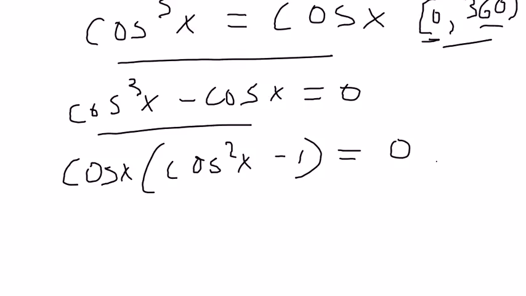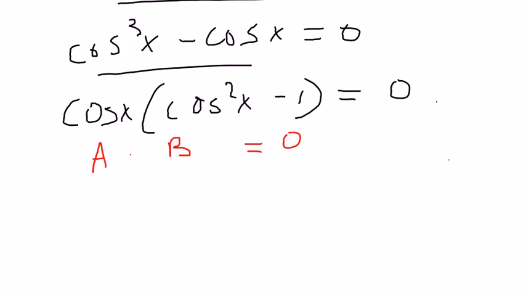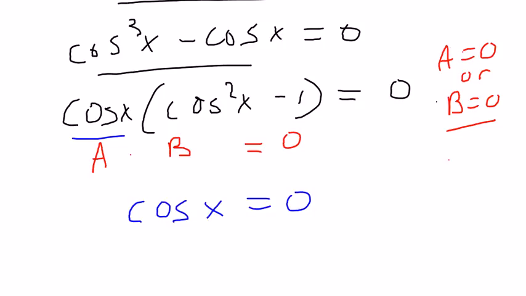So now we're at that point where we can say a times b equals 0. So either a is 0 or b equals 0, or they both are 0, but at least one of them has to be 0. This one is a little bit easier, so let's start there. Cosine x is 0. When does this happen between 0 and 360?